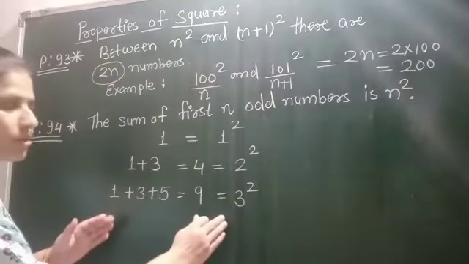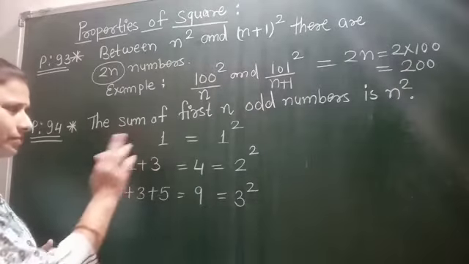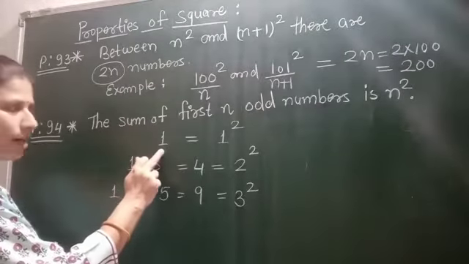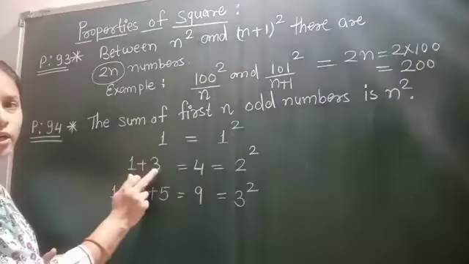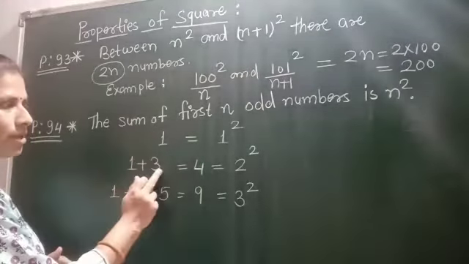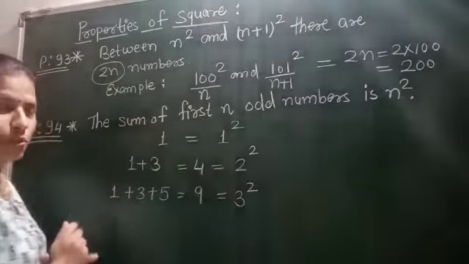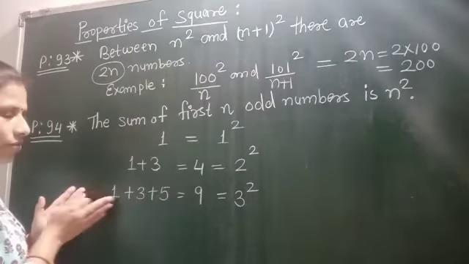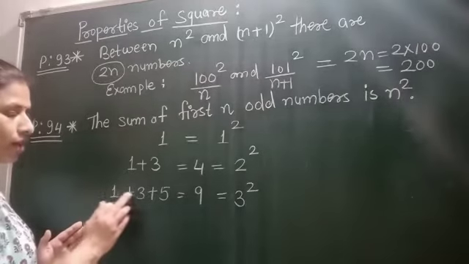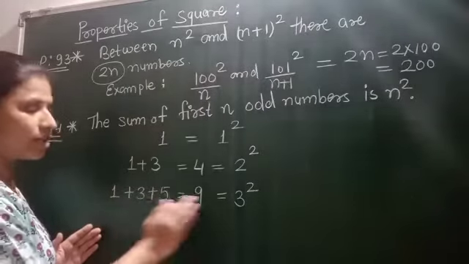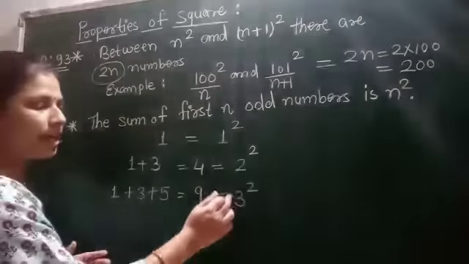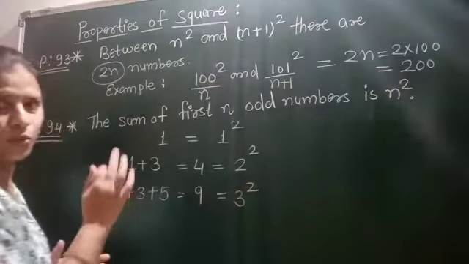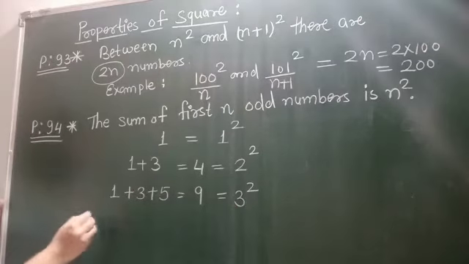As you can see here students, when we add only one odd number, we can write it as 1 square. When we add two consecutive odd numbers, we can write it as 2 square. And when we add three consecutive odd numbers, the sum will be 3 square. It means this addition depends upon n square. Okay, let's see one more addition.